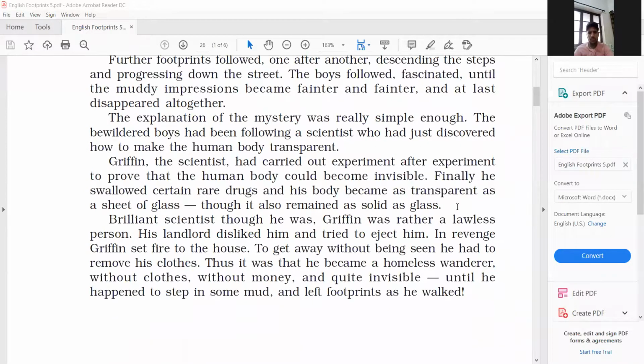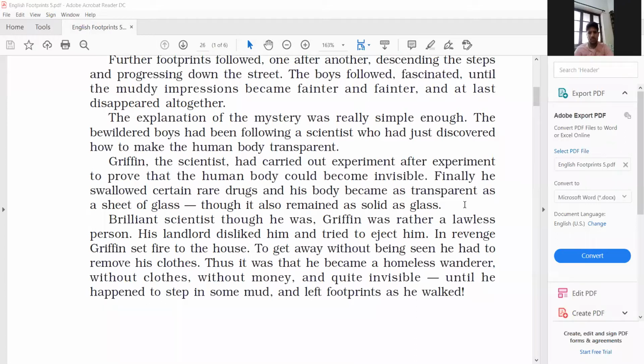Griffin, the scientist, had carried out experiment after experiment to prove that the human body could become invisible. Finally, he swallowed certain rare drugs and his body became as transparent as a sheet of glass, though it also remained as solid as glass.